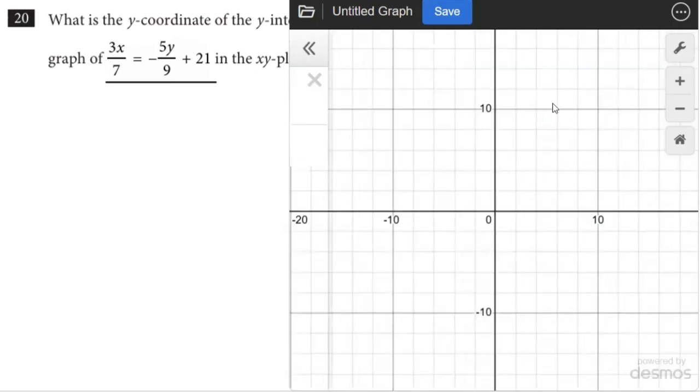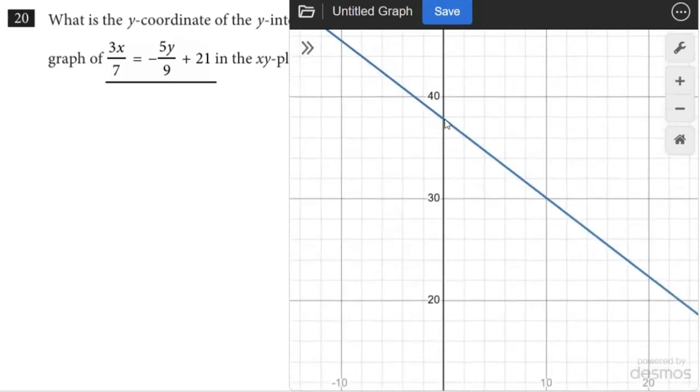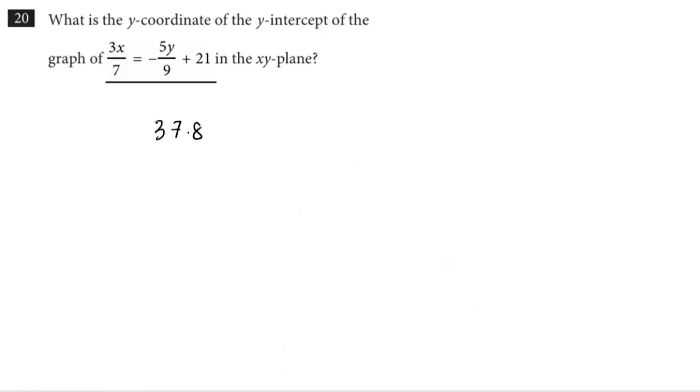Just take a look at the y-intercept of the graph, which is (0, 37.8). We need the y coordinate. So 37.8 is the correct answer. This is the y coordinate of the y-intercept.